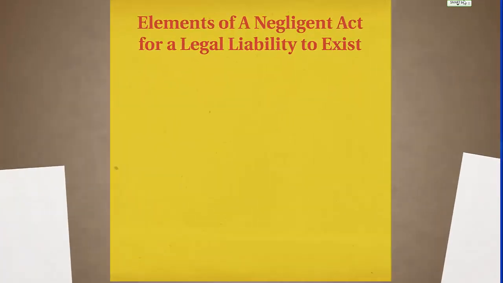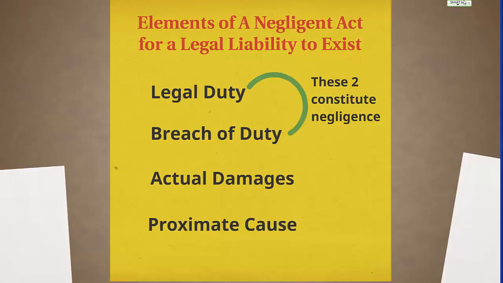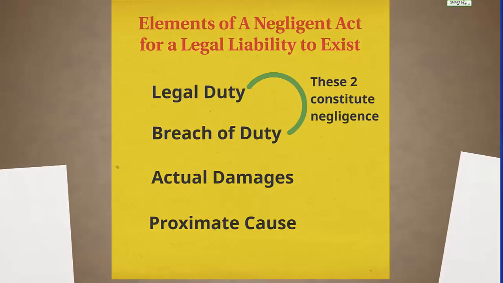Now let's look at the elements of a negligent act for legal liability to exist. Often these are just termed the elements of a legal liability. These are often just termed the elements of a negligent act. They are legal duty, breach of duty, actual damages, and proximate cause. But these first two constitute negligence, which is why I say these are the elements of a negligent act that must exist for a legal liability to exist. Let's look at them more closely.